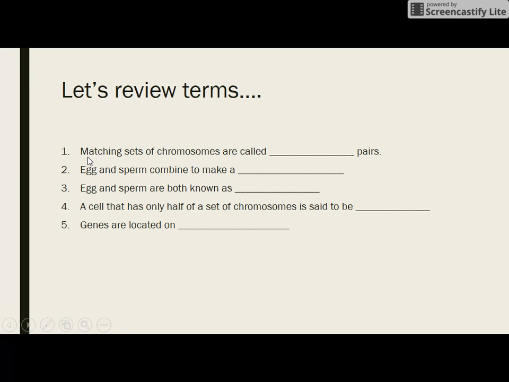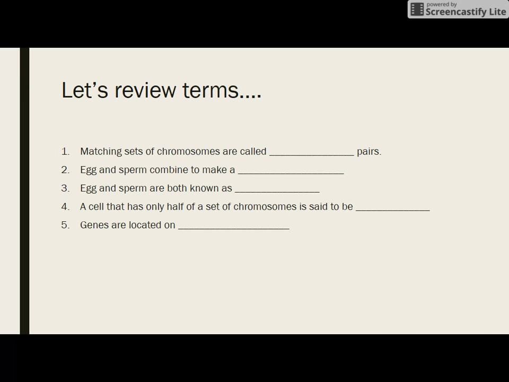So let's review some terms. Number 1, matching sets of chromosomes are called blank pairs. Number 2, egg and sperm combine to make a blank. Number 3, egg and sperm are both known as blank. Number 4, a cell that has only half of a set of chromosomes is said to be blank. And number 5, genes are located on blank. And you can pause the screencast right now if you'd like to take a little more time. If not, I'm going to go over the answers.